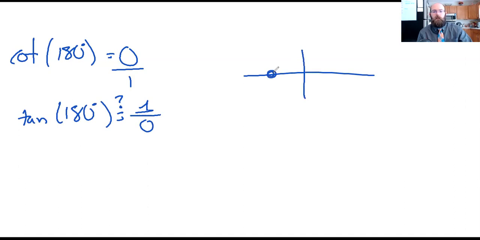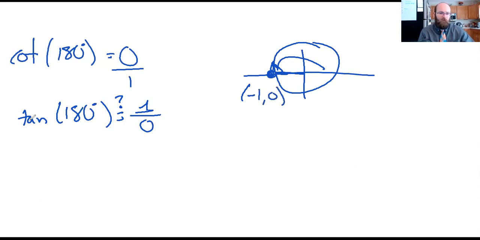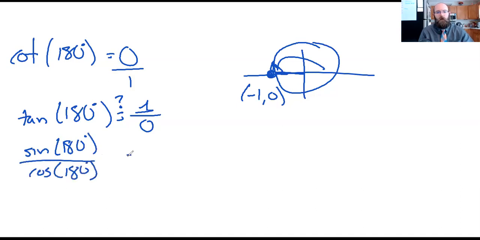Well, where's 180 at? It's here. And I know that coordinate point because my unit circle has a radius of 1. So over here, cosine is negative 1, and my sine is 0. We also talked about that earlier in this video. So tangent is going to be the same as sine over cosine. And my question still is, does that equal 1 over 0? Sine at that value equals 0. Cosine at that value equals negative 1. So does that equal 1 over 0?